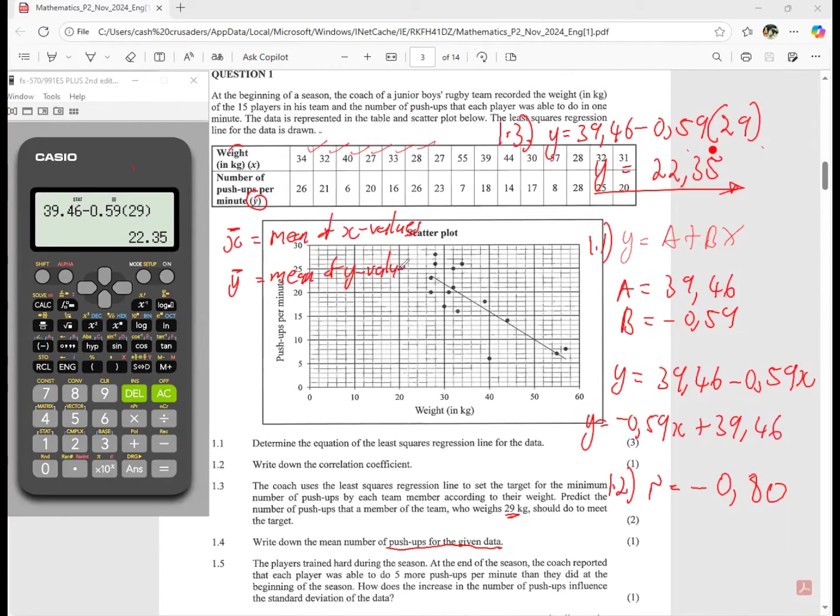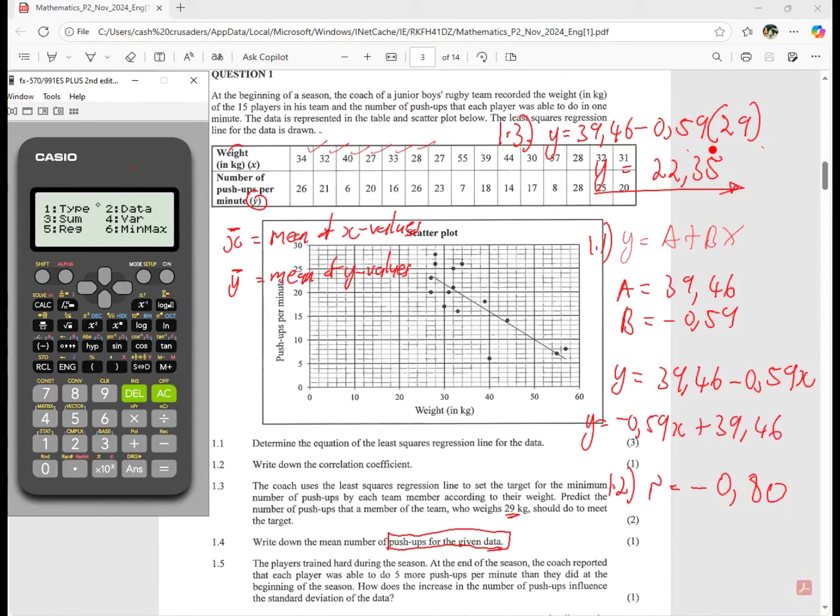Y values. Now you simply have to check whatever you are given there, is it representing the x values or the y values? The mean number of push-ups are on the y values. So on this one, we are not looking for x bar, we are looking for y bar. That is a very common mistake for learners, to just assume that mean is only x bar. Y bar is also the mean.